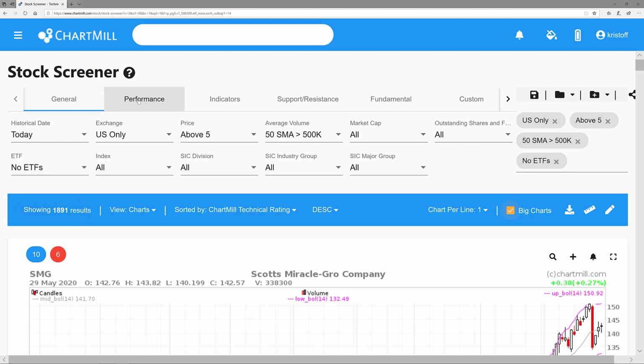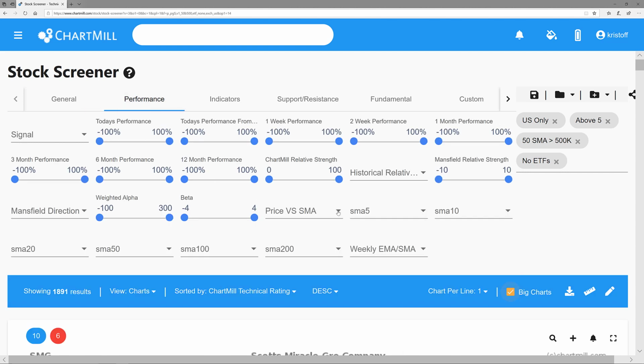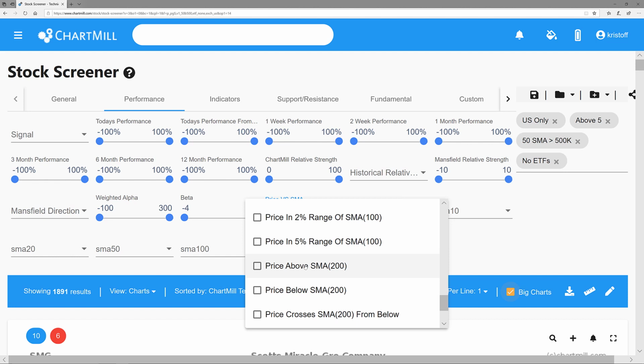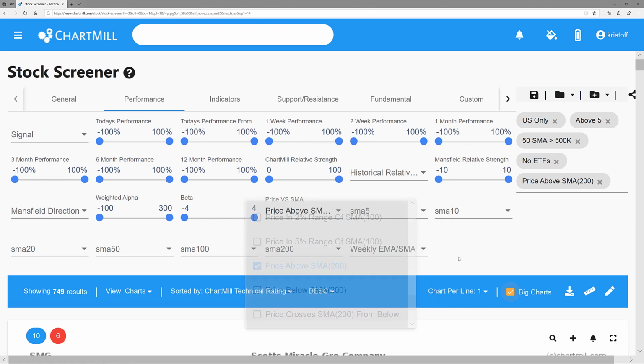Next, I select the Performance tab where I choose the price versus SMA setting. Price above SMA 200 if I want the screen for long setups, and price below SMA 200 if I want a Bollinger Band screen for short setups. So let's start with long setups only and select price above SMA 200.